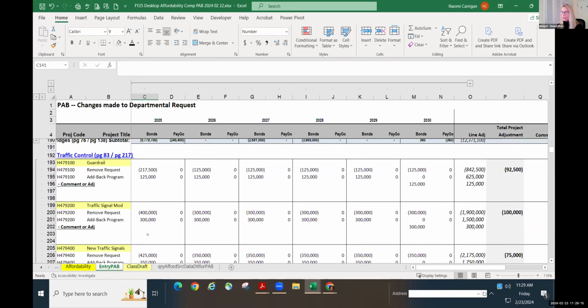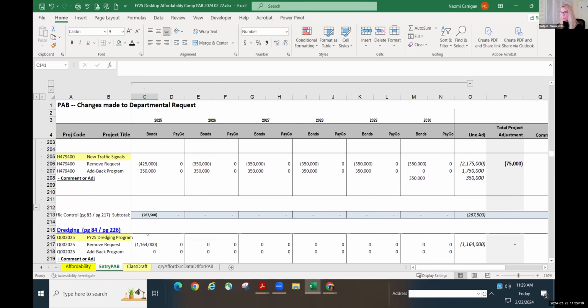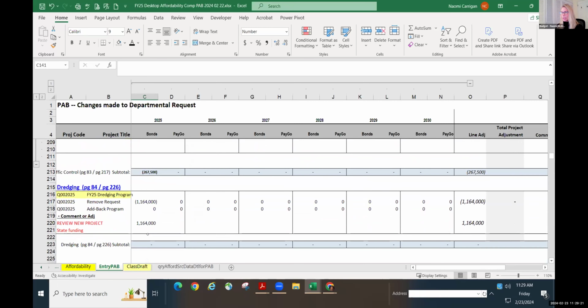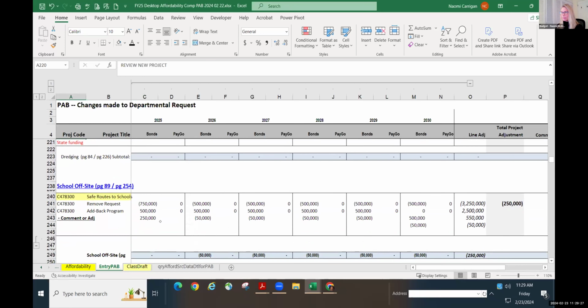And then, of course, traffic control did not have any new capital projects in it. Those were brought back to plan. Dredging was added back. There's a tremendous amount of state funding tied to that project. Safe routes to schools, we gave the full ask in fiscal year 25, but reduced the out years.